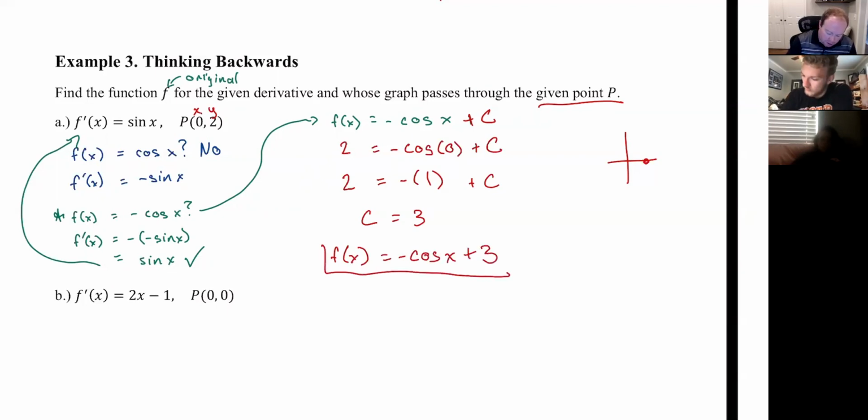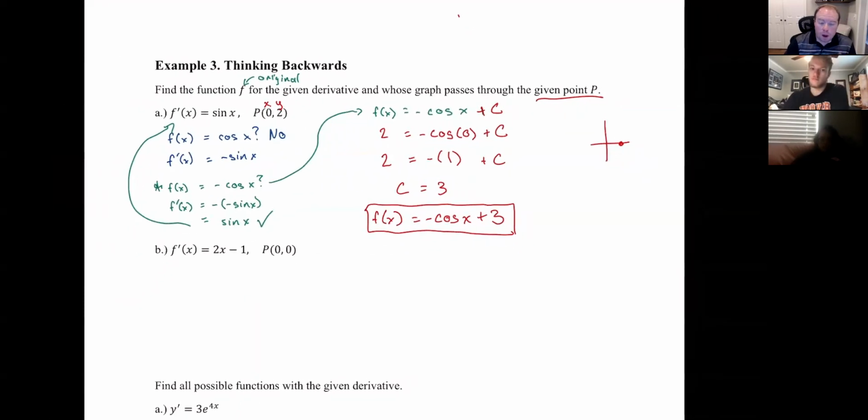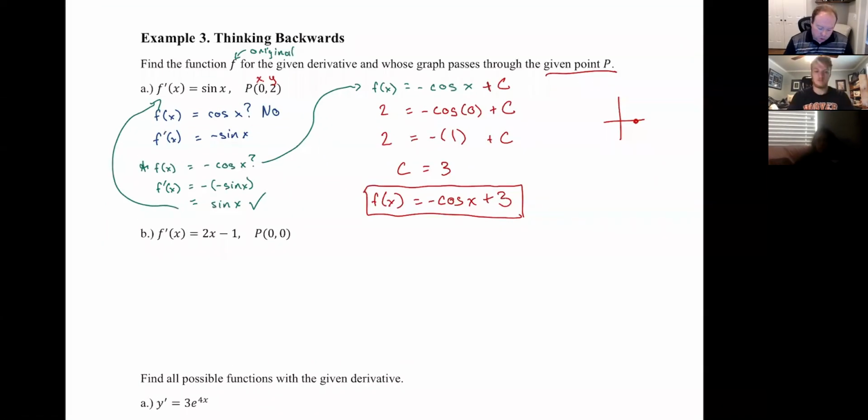This is the function whose derivative is sine and is passing through this point right here. Let me pause the recording and give everyone a moment to try B. So let's go through the solution to part B.